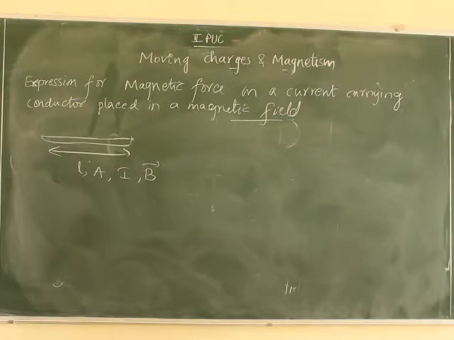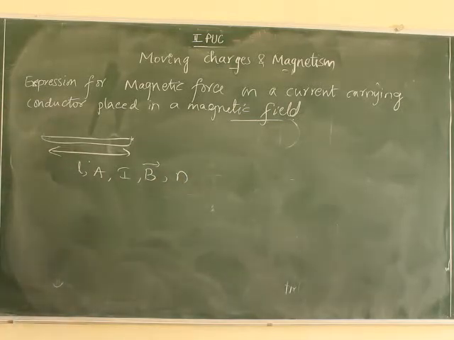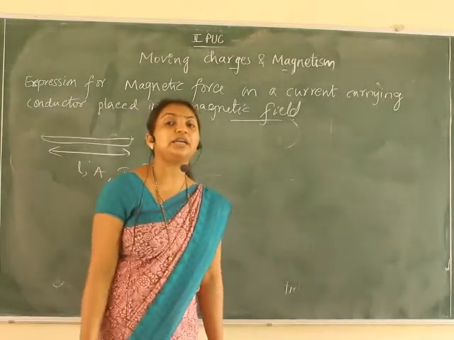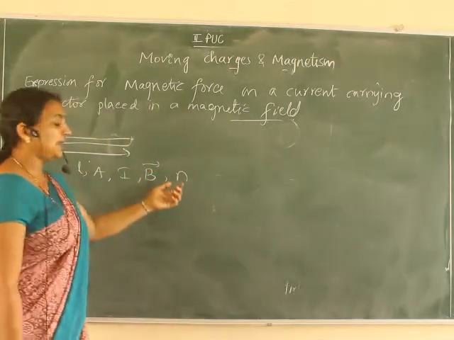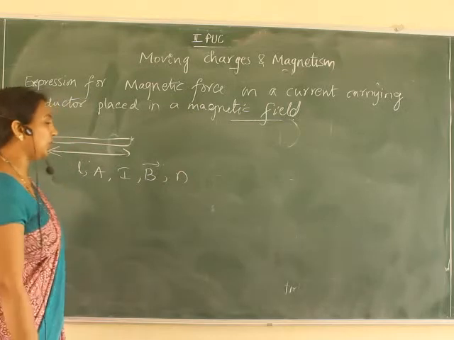Then let N be the number density of the charge carriers. Number density means what? Number of electrons per unit volume. N be the number density or number of electrons per unit volume.